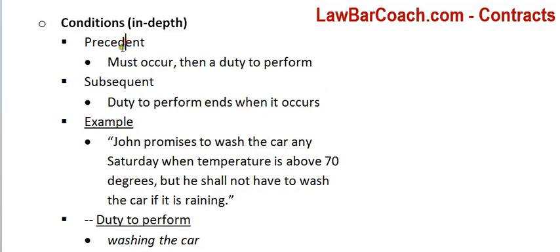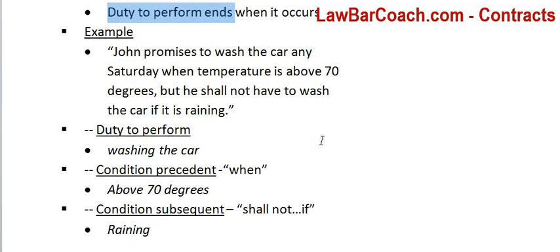The types of conditions. Conditions precedent: if it occurs, then there's a duty to perform. A condition subsequent: the duty to perform ends when the condition occurs. Here's an example. John promises to wash the car any Saturday when the temperature is above 70 degrees, but he shall not have to wash the car if it's raining. So what is his duty to perform? What is the promise?